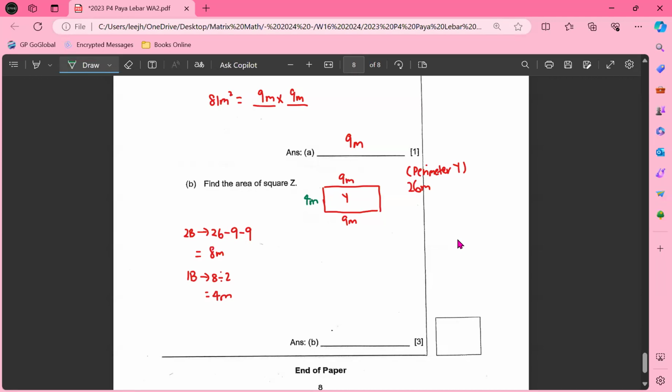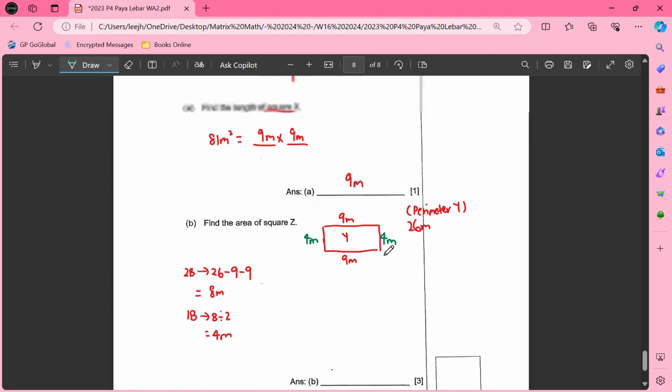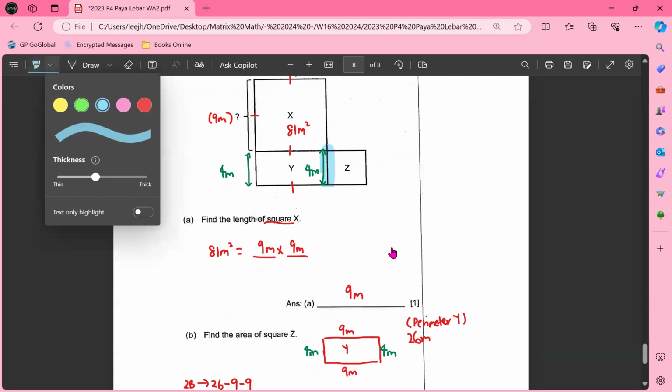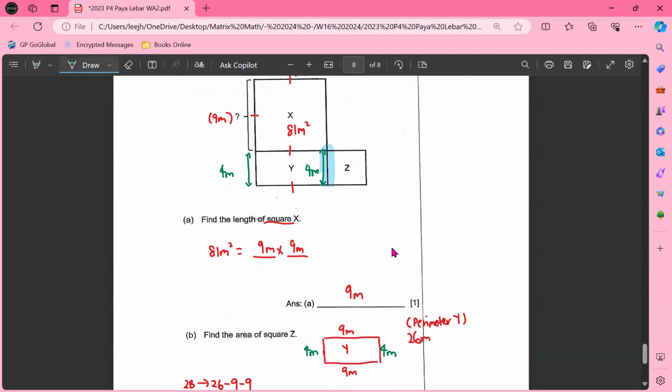This is also 4 meter. So we can go back and fill it up here. This is a 4, and so is this 4 meter. If you look properly at this breadth of Y, it's actually the same measurement as the side of square Z. So we can actually find out the area of Z already. So this is 4, that means this is also 4, this is also 4 meter, this is also 4 meter.